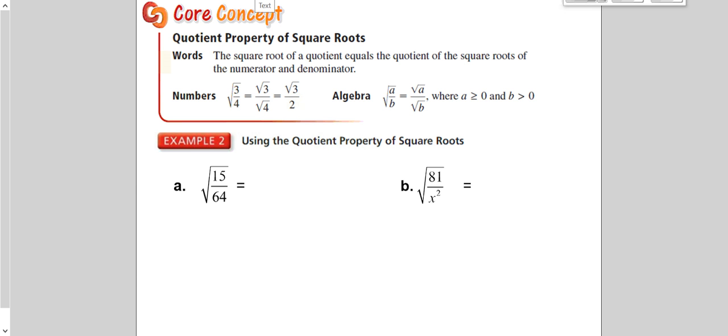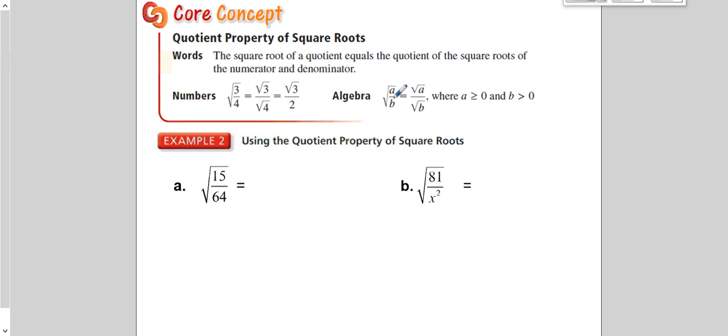Quotient property of square roots. The square root of a quotient equals the quotient of the square roots of the numerator and denominator. So take a look. The square root of 3/4 can be broken up into two radicals, one with the numerator and one on the denominator. And we know the square root of 4 is 2. So the square root of 3/4 is equal to rad 3 over 2.